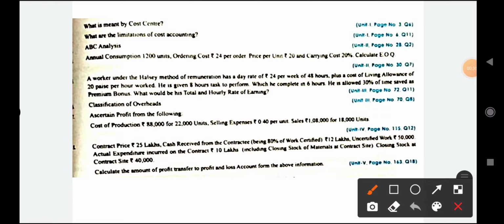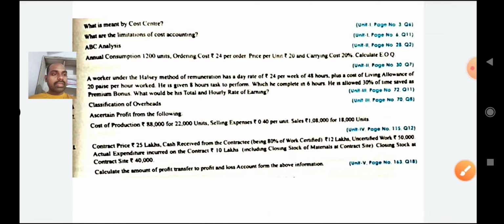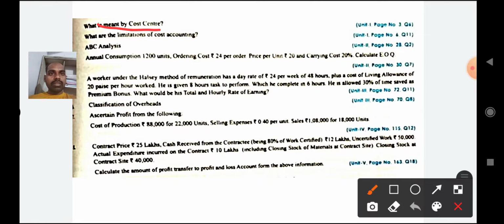So there are theory questions as well as problems. Here in this question, out of 8, 4 theory questions are there, 4 problems are there. Sometimes you will be getting like this. So let us see what is cost center. We already discussed this point. ABC analysis, limitations of cost accounting. So theory first unit, second unit, whatever are there, classification of overheads, all this we have already discussed. So these are the 4 theory questions.